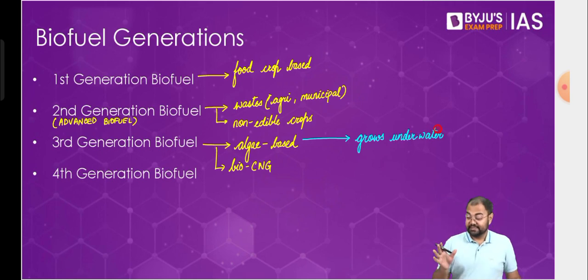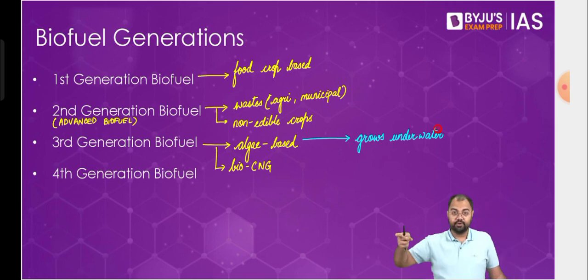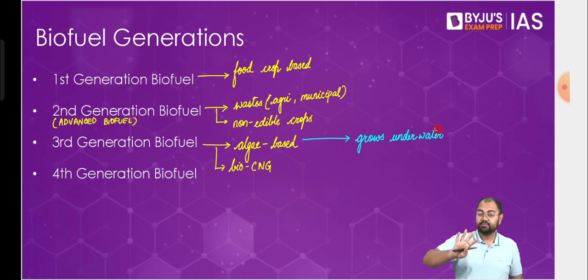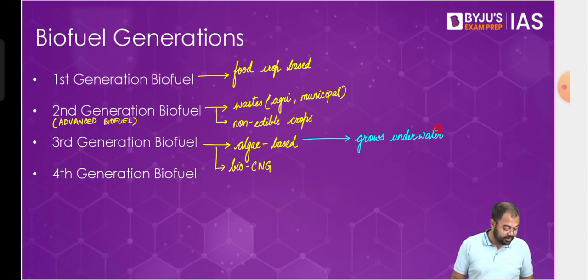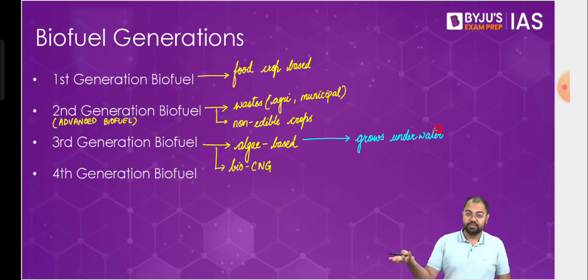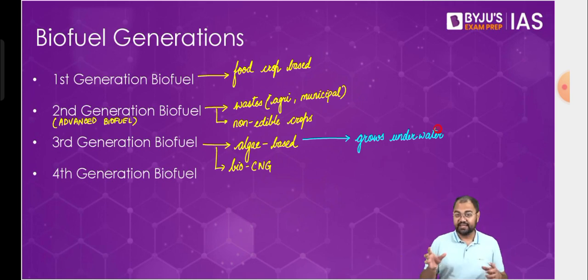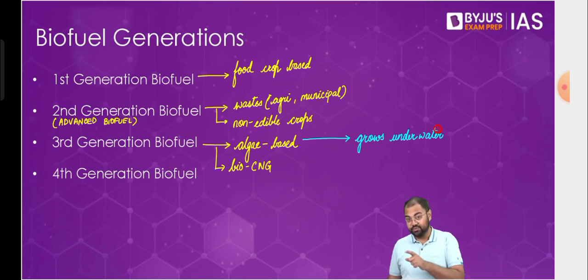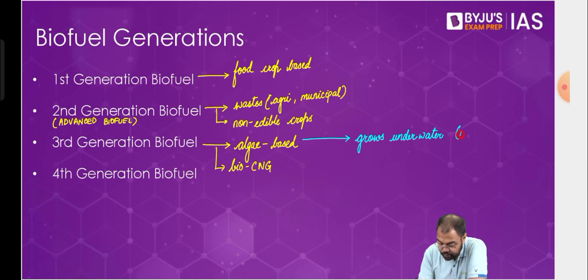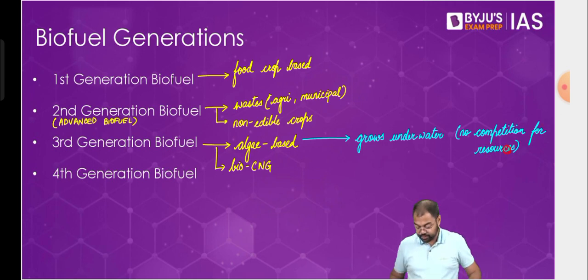Because it grows underwater, there is no competition for land resources. The main problem with first generation biofuel is that you are using food crops. Let's say you are using corn or sugarcane, for example. Is the sugarcane being cultivated to be used as a food crop, or so that it could be used as a biofuel? Both are possible. So for the same piece of land, both these activities will be fighting. But in case of algae, because algae grows underwater, there is no fight for resources. No competition for resources. That is one.